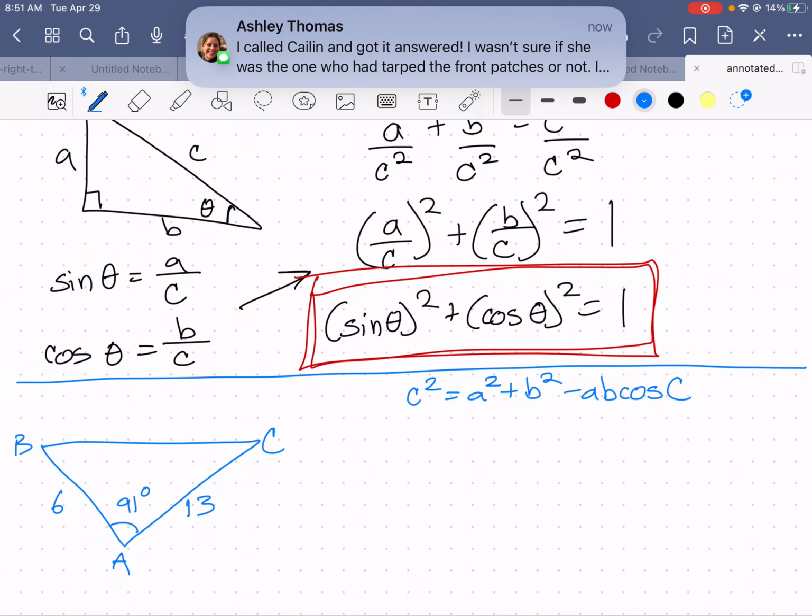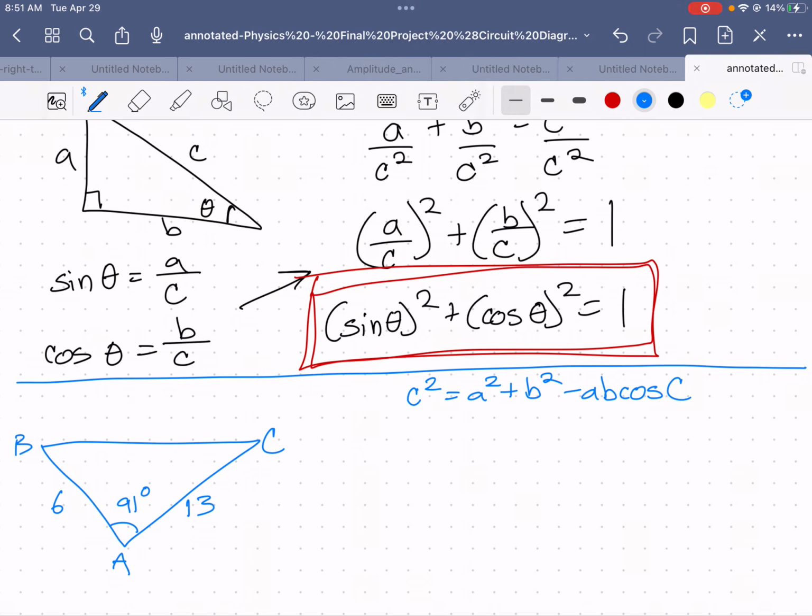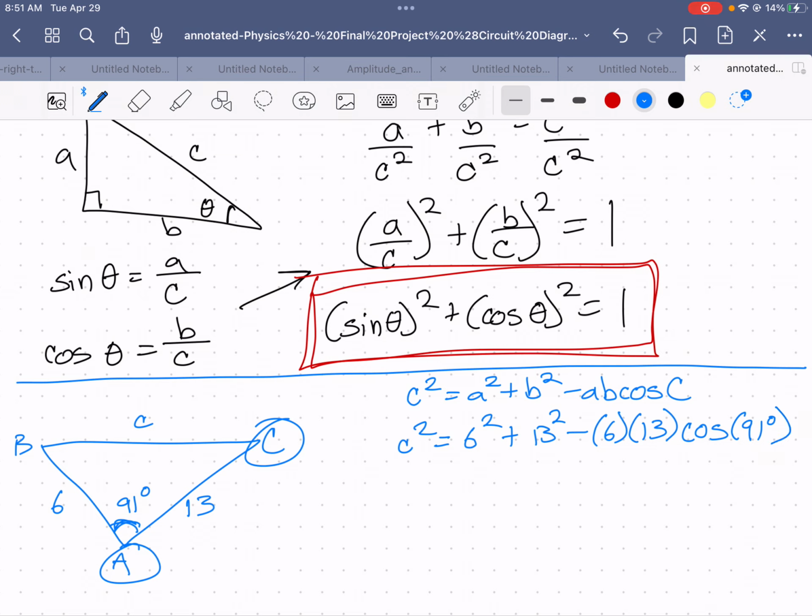Since I wrote this as a triangle ABC, it's easy to get confused and say, well, that's A and this is angle C. But it's not really, because you could use any one of them that you want, but the one I want to use is the one I have the angle for, 91 degrees. So I'm going to call this side C, even though it's whatever. C squared is equal to 6 squared plus 13 squared minus 6 times 13 times the cosine of 91 degrees.